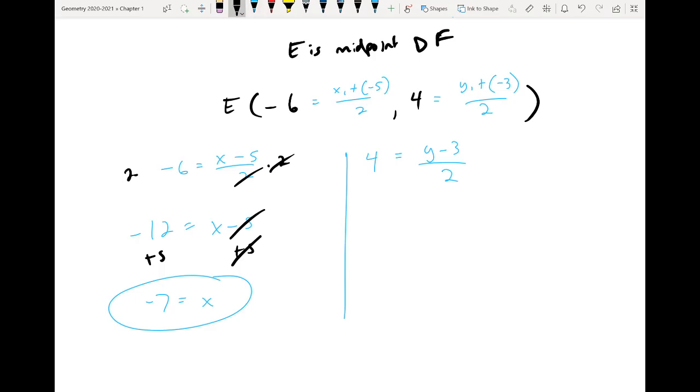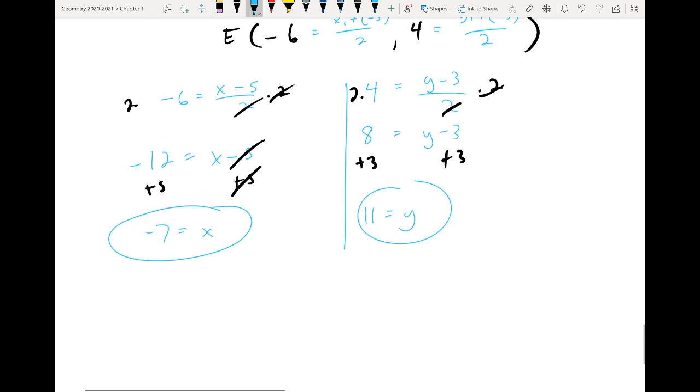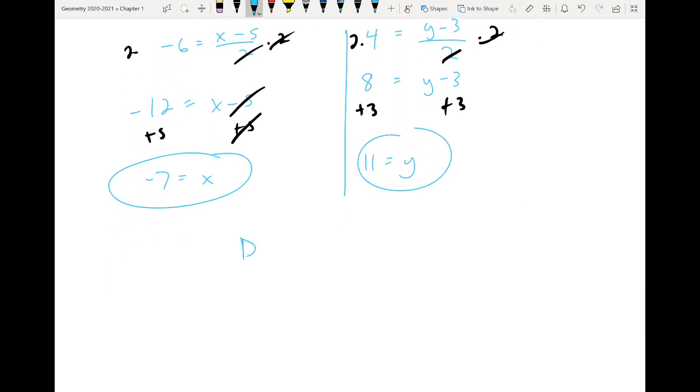On the other side, start out by multiplying by 2. The 2s factor out. 2 times 4 is 8, equal to y minus 3. I'm going to get the y by itself, so I'm going to add 3 to both sides, in which I get 11 is equal to y. Gentlemen, that's my coordinate. The coordinate D is equal to x comma y, or negative 7 comma 11. That is your coordinate. And of course, make sure you circle your answer.